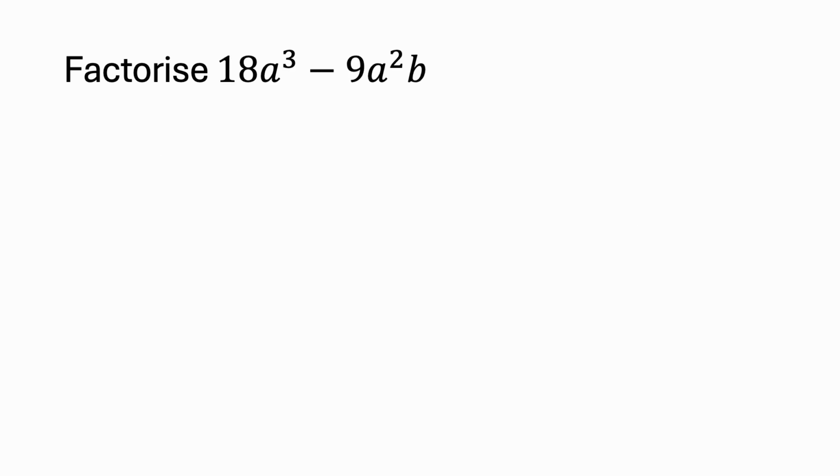Okay, let's look at this one here. Factorise 18a cubed minus 9a squared b. So let's look at the numbers first. 18 and 9, what's the highest common factor between them? That's going to be 9.